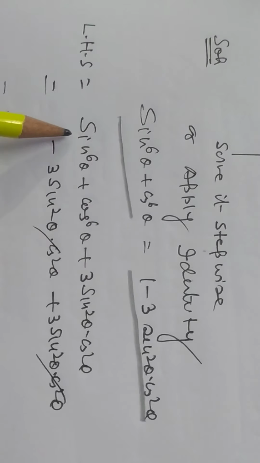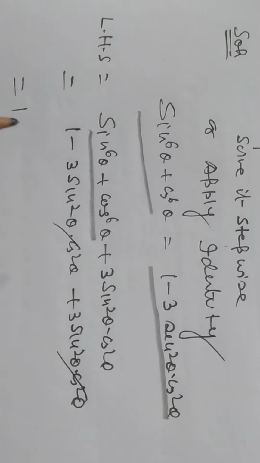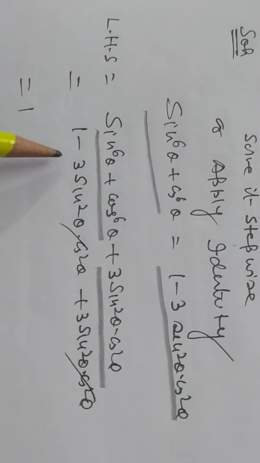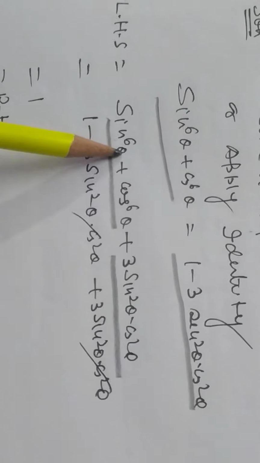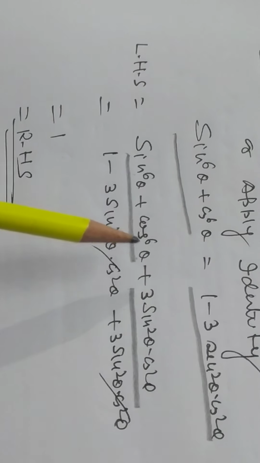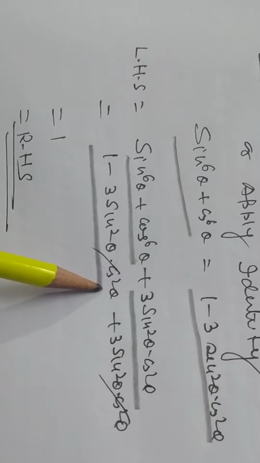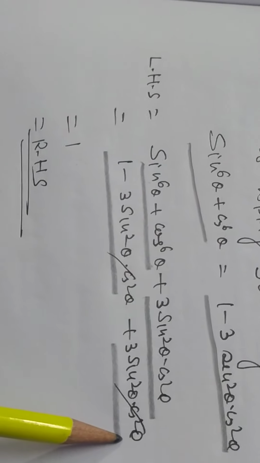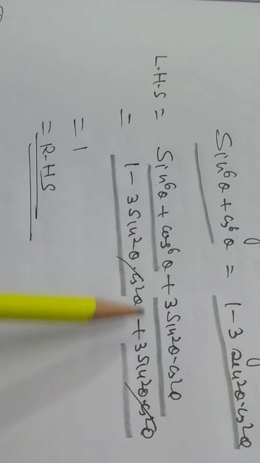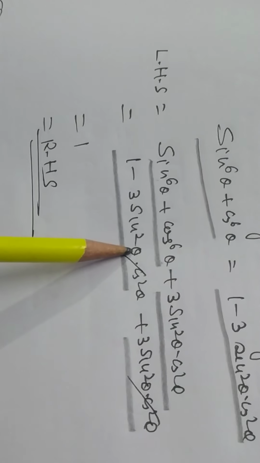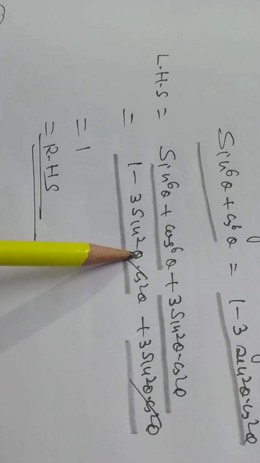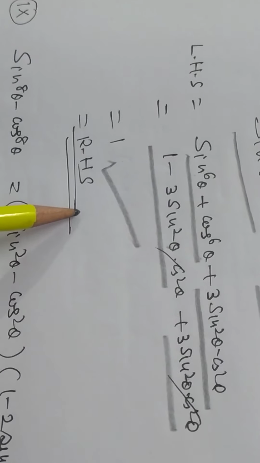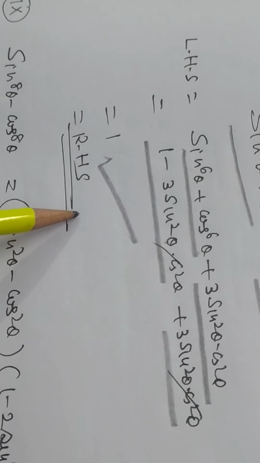Now the left hand side is equal to sine to the power 6 theta plus cos to the power 6 theta plus 3 sine square theta into cos square theta. My dear student, instead of sine to the power 6 theta plus cos to the power 6 theta, you write 1 minus 3 sine square theta into cos square theta plus 3 sine square theta into cos square theta. And these two terms are equal but opposite in sign, so they cancel. So now we have 1. In this way you can solve this very lengthy problem in a short method.